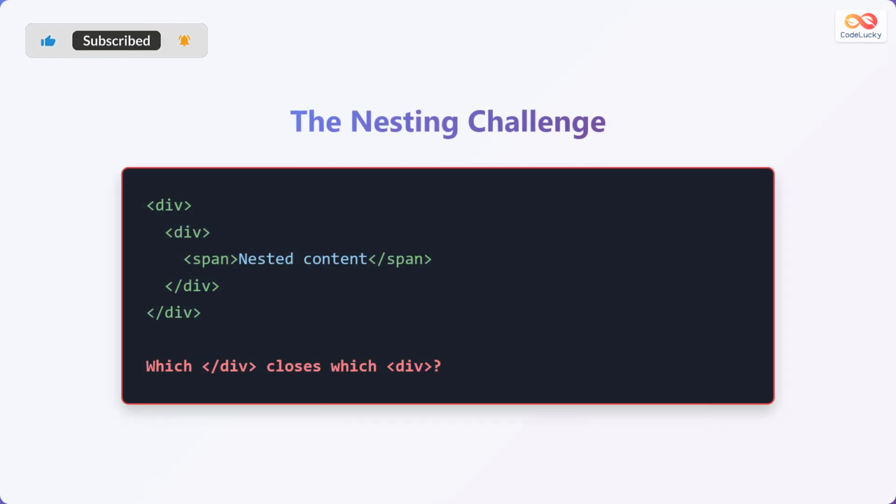HTML often involves nested structures. Consider this example where we have a division tag containing another division tag which in turn contains a span tag. The question arises: which closing division tag corresponds to which opening division tag? This nesting creates a significant challenge for regular expressions.